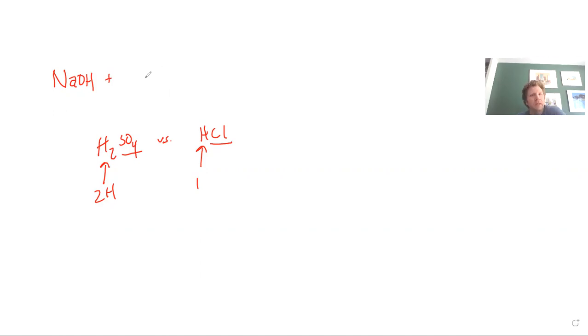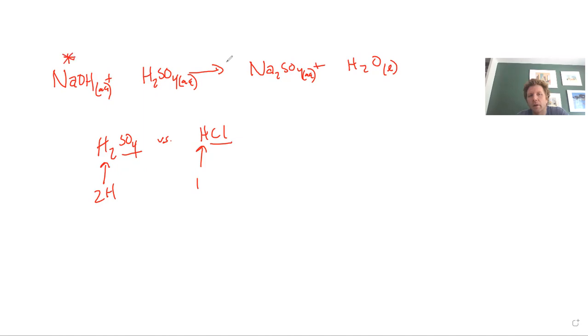We have sodium hydroxide that we're going to react with H2SO4. That's sulfuric acid. Sulfuric acid is made up of 2 hydrogen ions and a sulfate ion. You're going to produce with that Na2SO4 and H2O. Just like last week, we had aqueous, aqueous, aqueous, and a liquid.